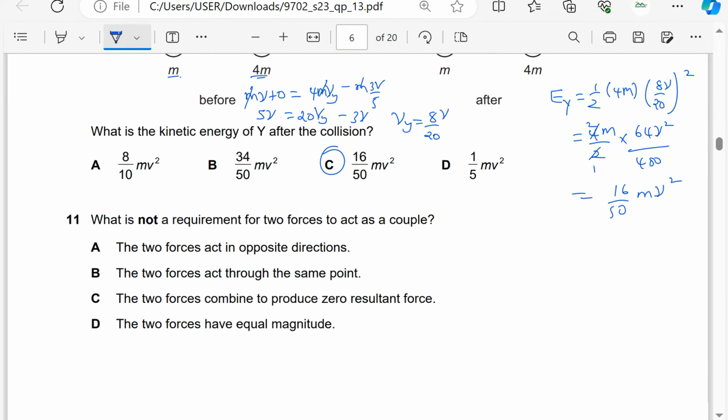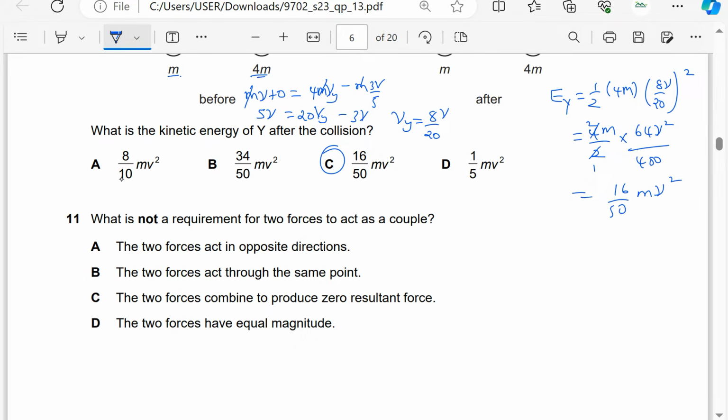What is not a requirement for two forces to act as a couple? Remember, for two forces to act as a couple, they should be equal, they should be parallel, they should be in opposite directions. Their lines of action should never meet.